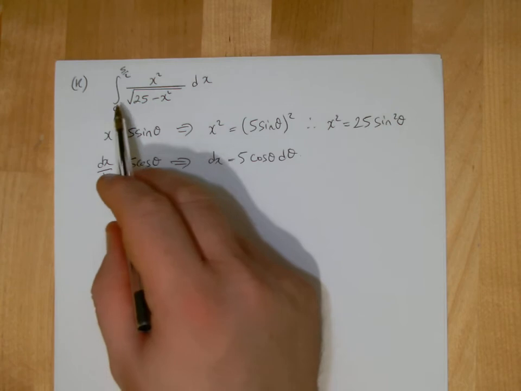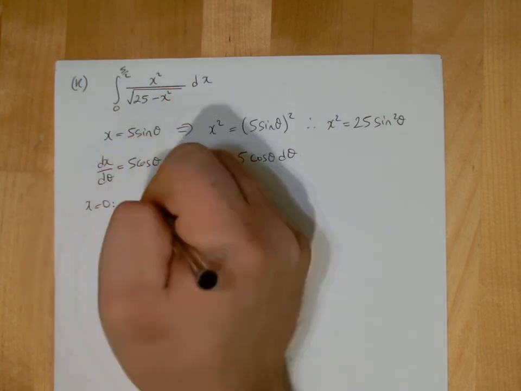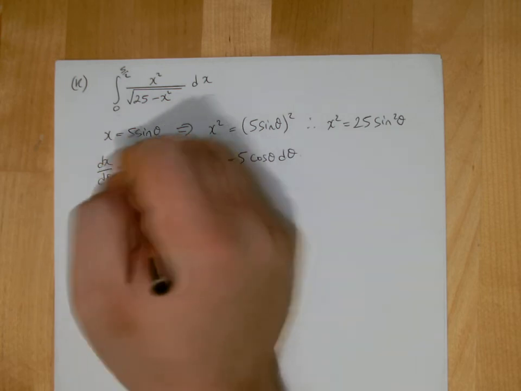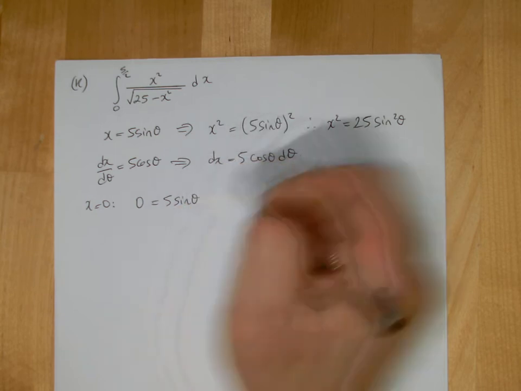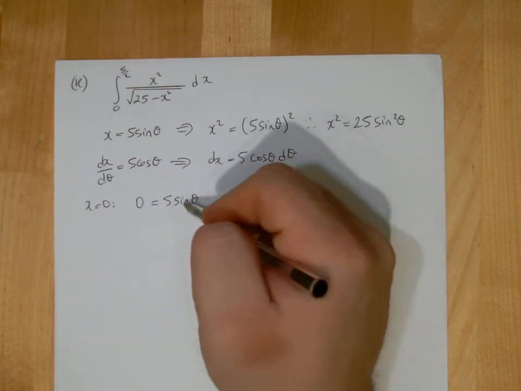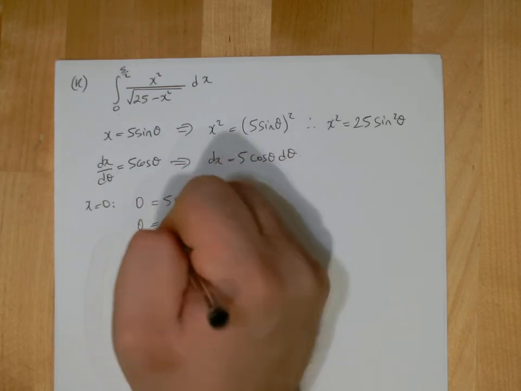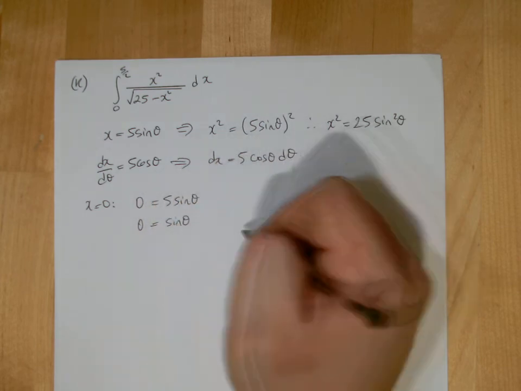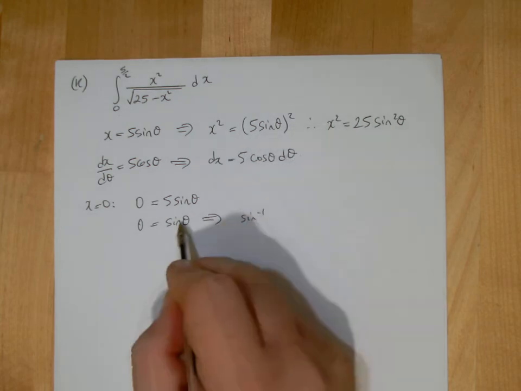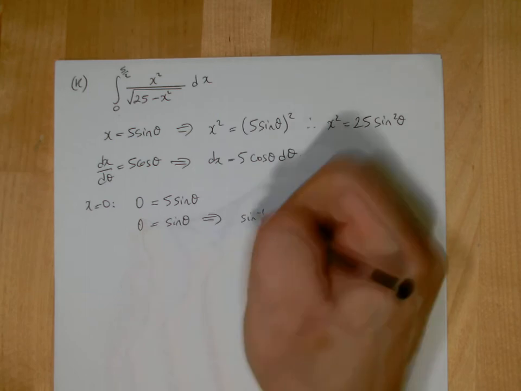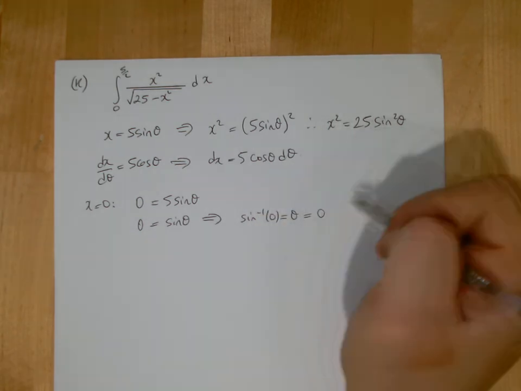Let's sort the limits out. When x is 0, in our main substitution, 0 will equal 5 sine theta. So that means, of course, 5 times sine theta is 0, so sine theta's got to be 0. Which implies then that sine to the minus 1 of 0 will be left with theta, which of course comes out to 0.